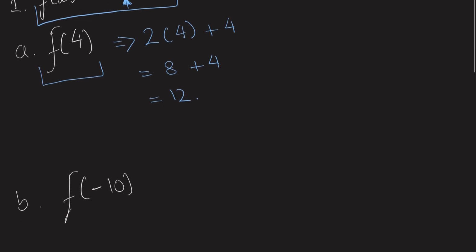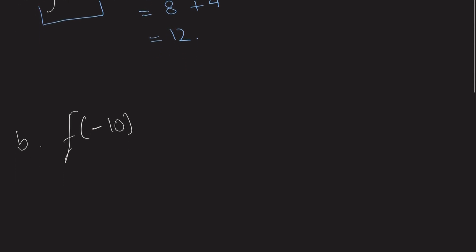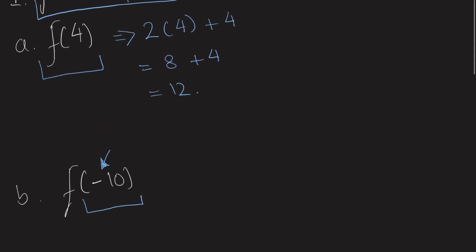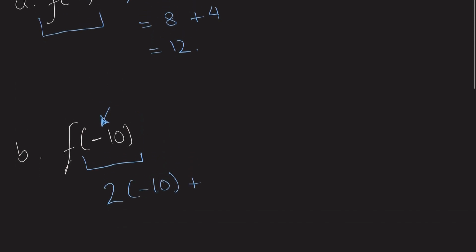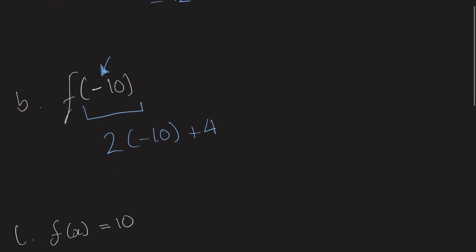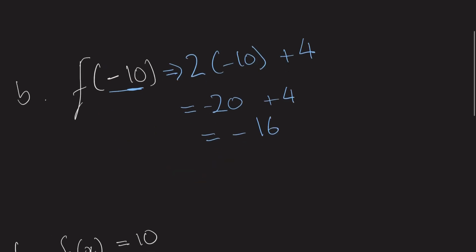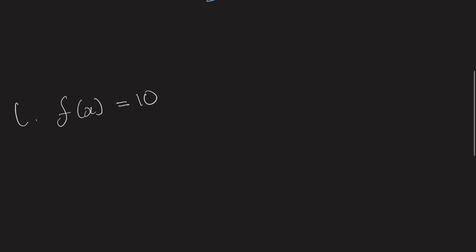Now let's do the same with the next question. Wherever we see x, we're going to plug in minus 10. So that's what we're plugging into the machine. So inside the machine, we're plugging in minus 10. So now we're going to replace that for x. So we're going to write 2 brackets minus 10 plus 4, which equals minus 20 plus 4, which equals minus 16. Now, when you go to part C, we see it starts looking a bit different.